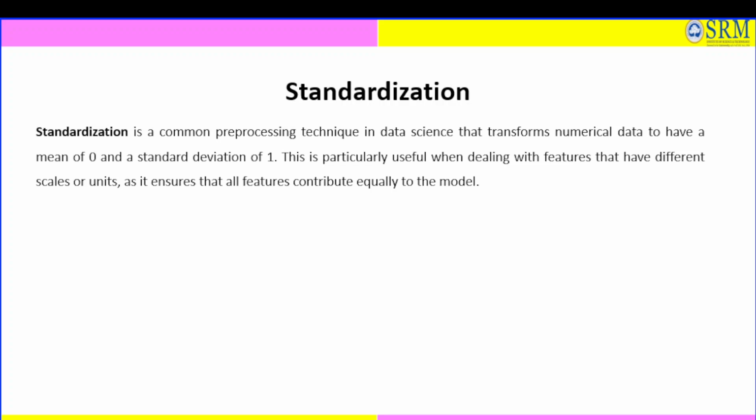So then we have the standardization. Standardization is a common pre-processing technique in data science, and whenever we use this technique, we are transforming numerical data to have a mean of 0 and a standard deviation of 1. It is particularly useful whenever we are dealing with features that have different scales or units, and we ensure that all the features contribute equally to the model. So that is where standardization comes into the picture.